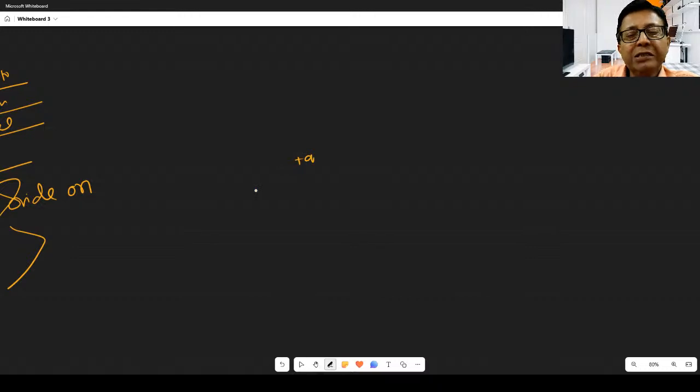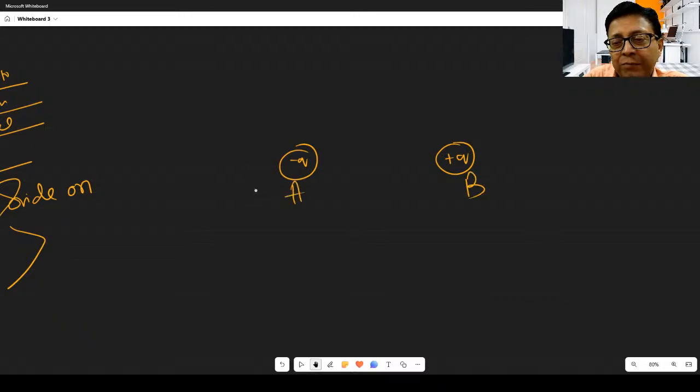Keeping minus Q first. Same convention I will follow, otherwise initially it will be a problem for you. Minus Q, plus Q kept at A and B. We want to find EFS here at this point, A, B and C. Okay? What is the concept? Because you are calculating, no definition, please. What to do? I will keep 1 coulomb charge over there.